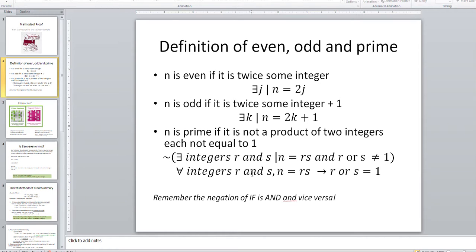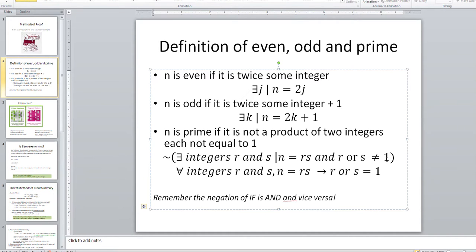And n is a prime number if it's not the product of two integers, both equal to 1. And the way to write that formally, what I just said in words, is this existential statement that this statement is false. There exist some integers r and s such that their product is equal to some number that's not prime, where r and s is unequal to 1. I don't know. I confused myself when I said that.